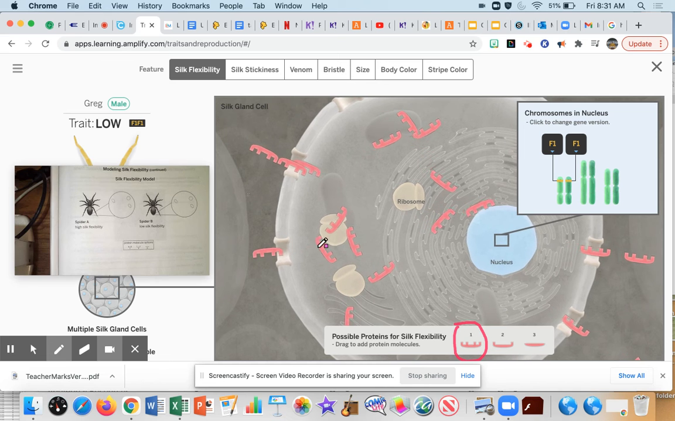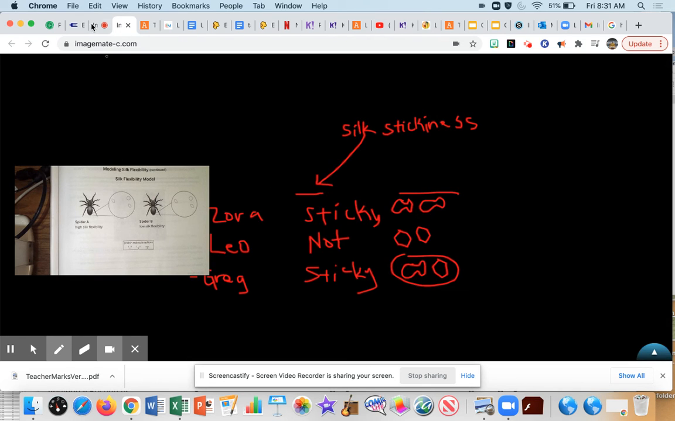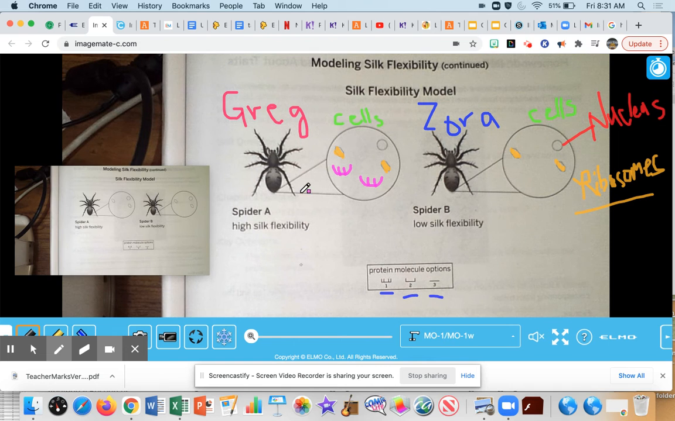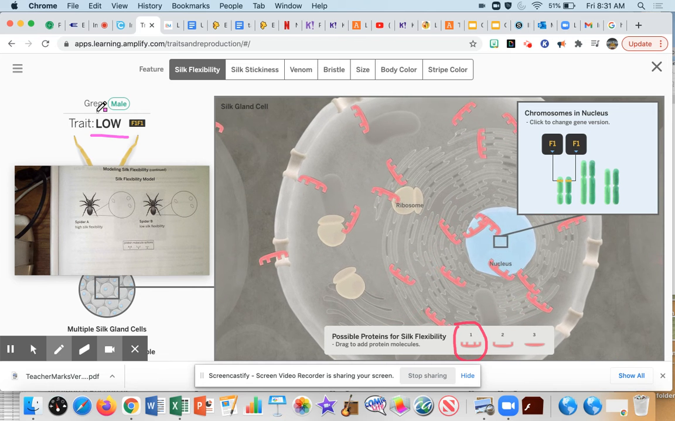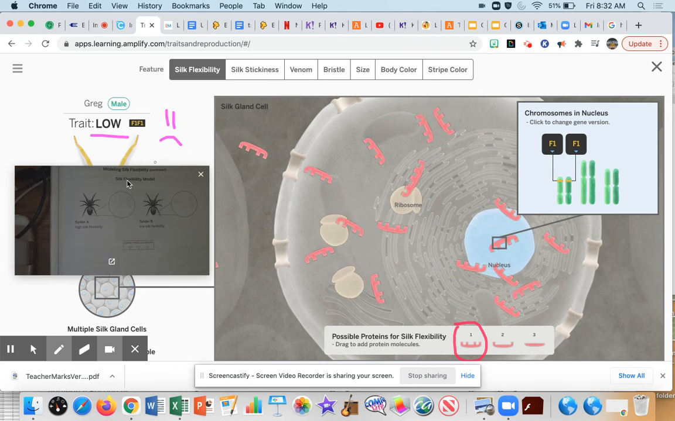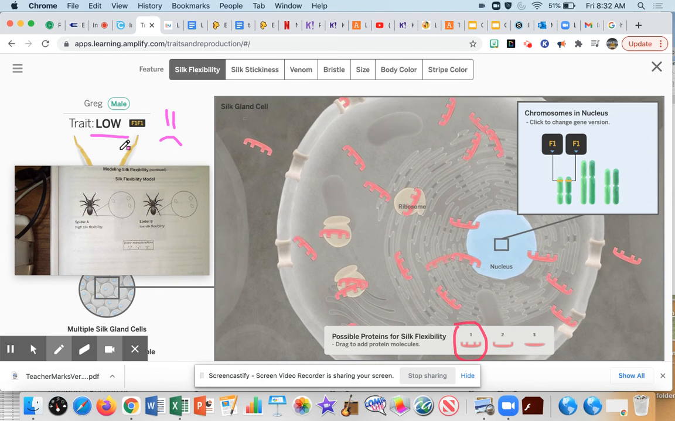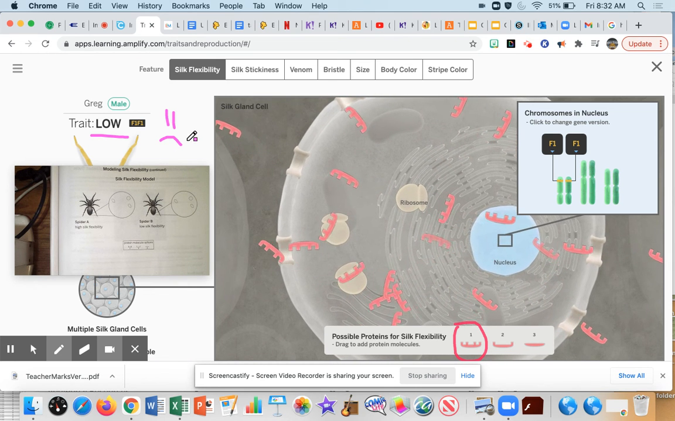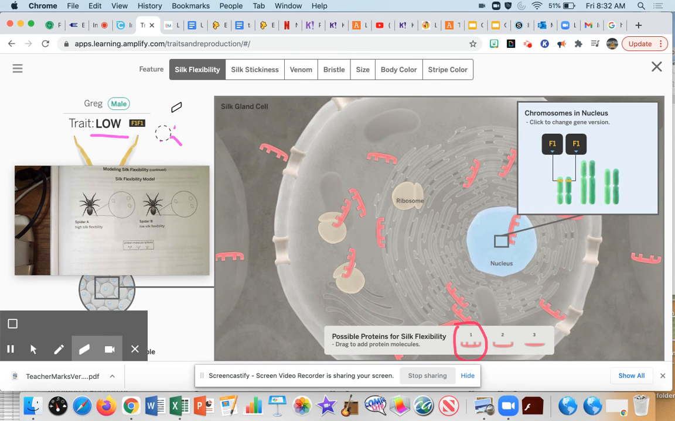actually, you know what? I made a mistake. Mr. Lopez made a mistake. And he's reading it carefully now, and he's just noticing something. So what I noticed was Greg, right? High silk flexibility. Let's look at Greg. Greg is low. So Mr. Lopez made a mistake. And it's okay to make mistakes. It's awesome to make mistakes because that's how we learn. So what Mr. Lopez is going to do is, that's why we have erasers.